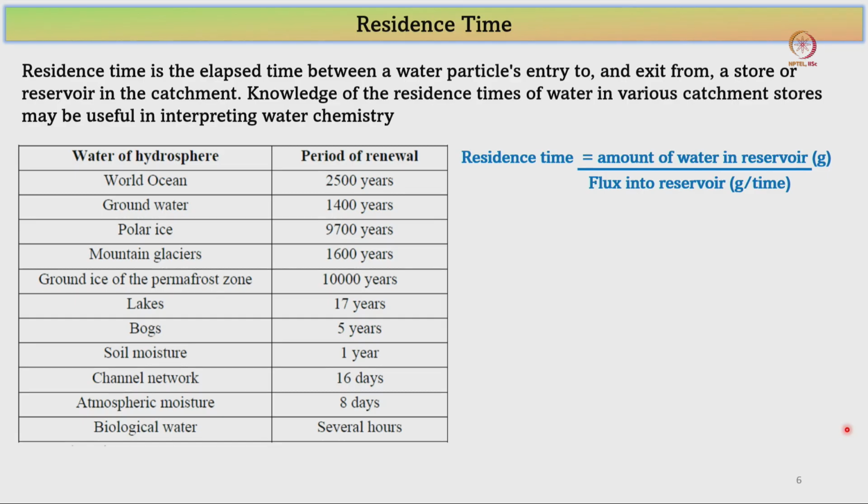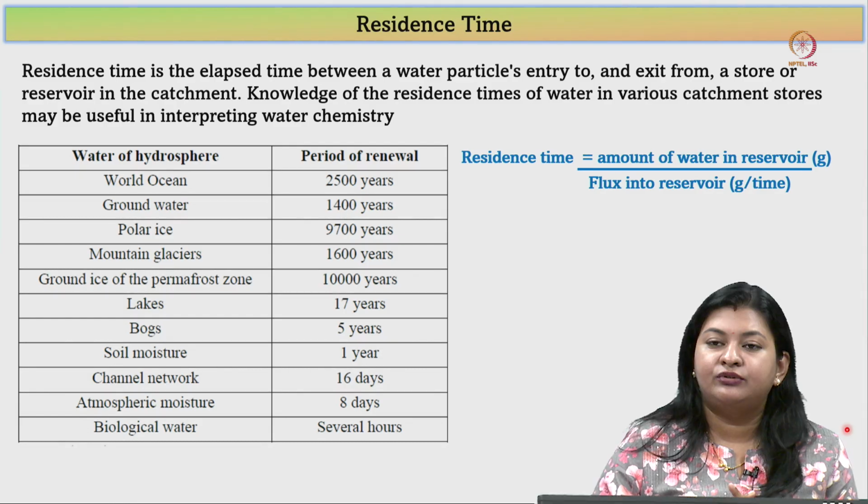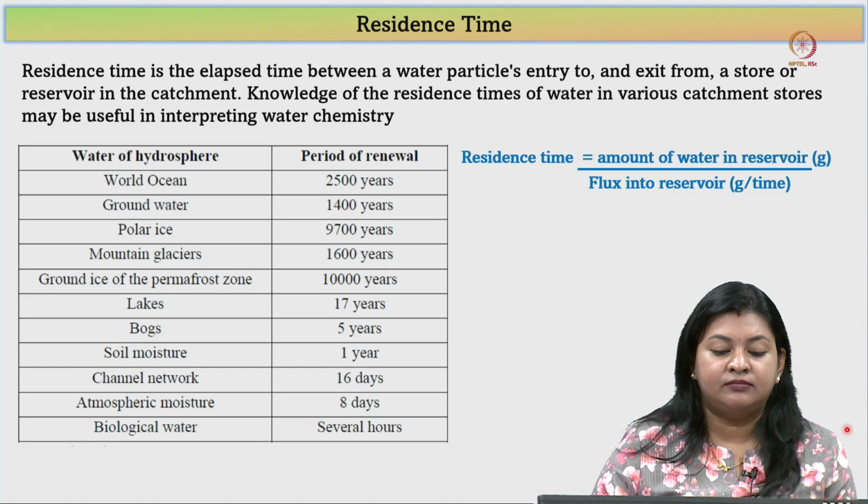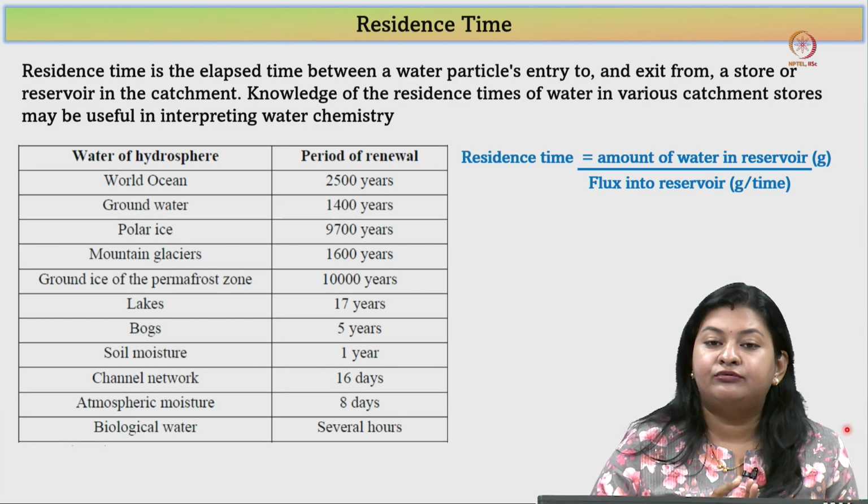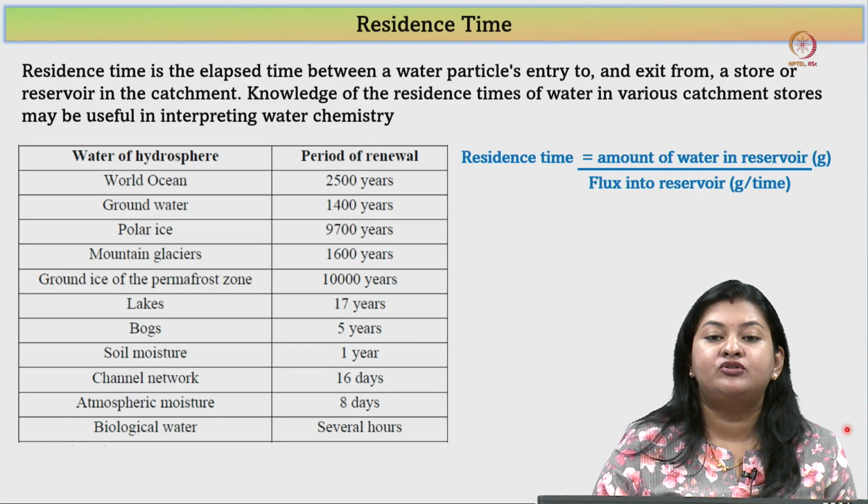In catchment processes, it is extremely important that we understand the residence time and the renewal time of all kinds of water, because only then will we understand which kind of contaminant will persist, which kind of contaminant we can use as a tracer, and the different applications of chemical tracers in this kind of analysis of contaminant transport and contaminant persistence.